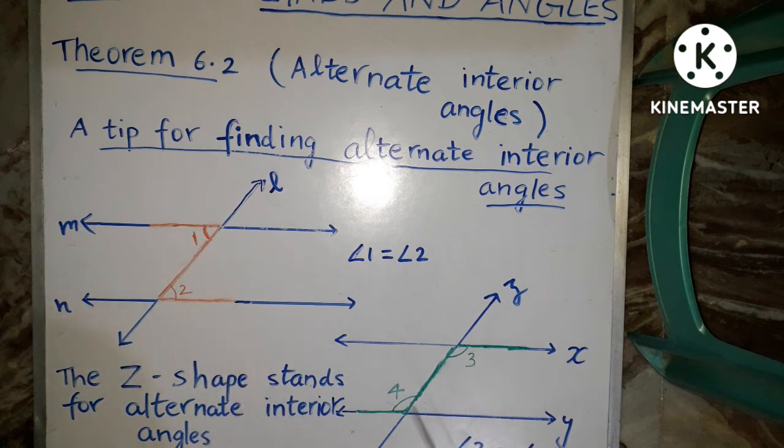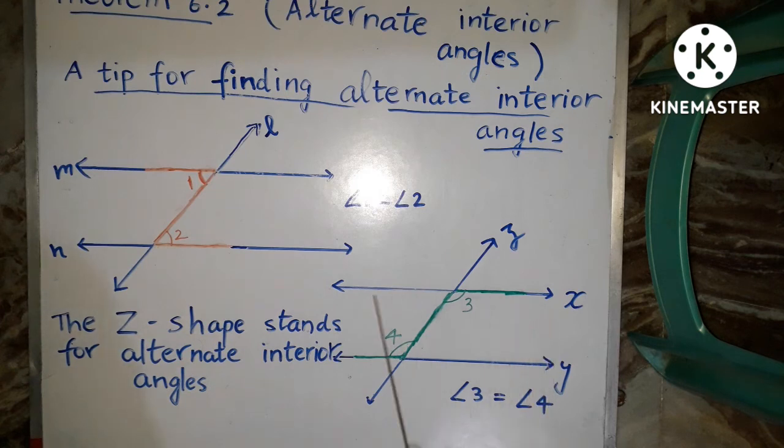Here is also a Z shape. You can see that line X is parallel to line Y and line Z is the transversal. This is the Z shape here. So angle 3 is enclosed in this corner of this Z and angle 4 is enclosed in this corner of this Z shape. So angle 3 will be equal to angle 4. So letter Z will be useful for finding alternate interior angles.